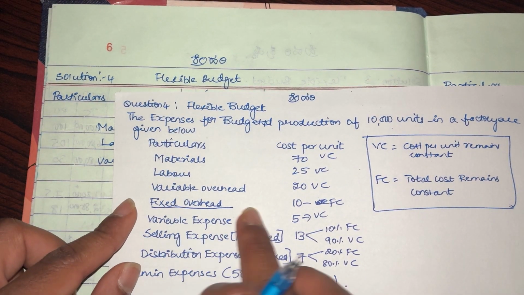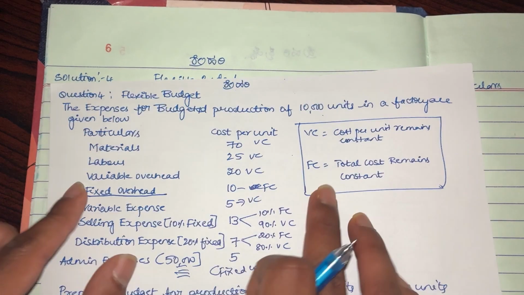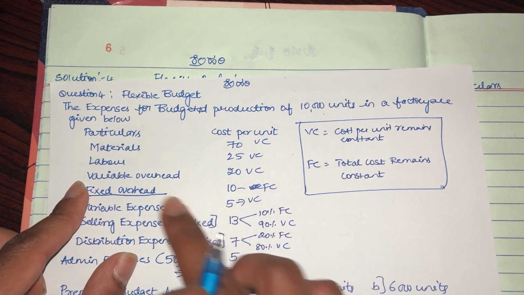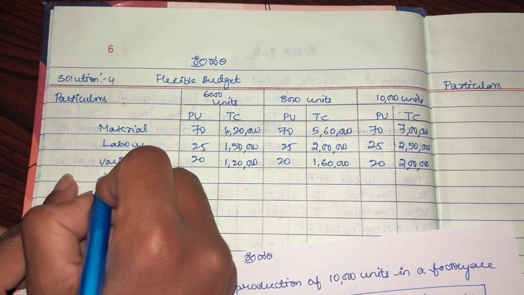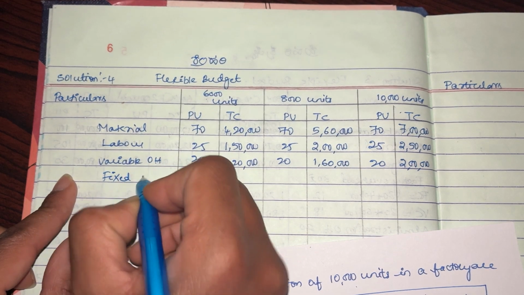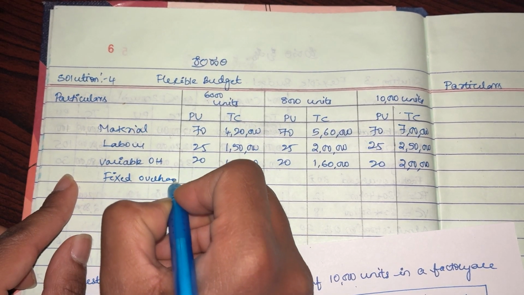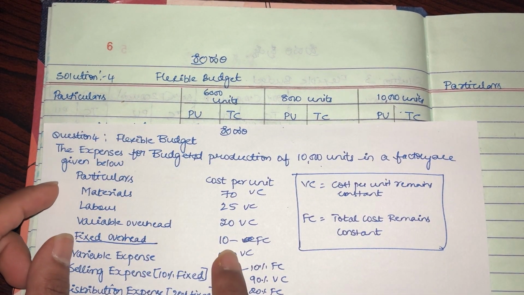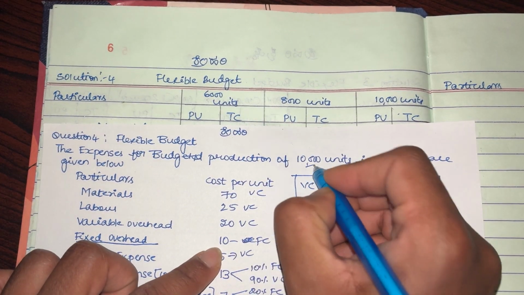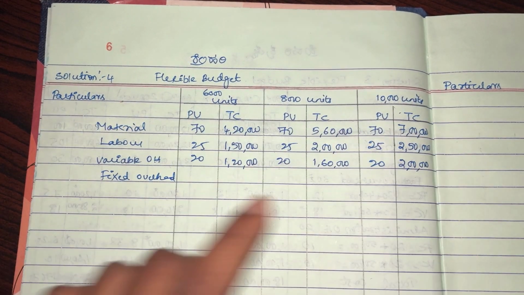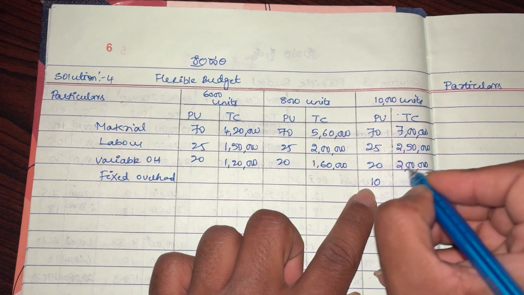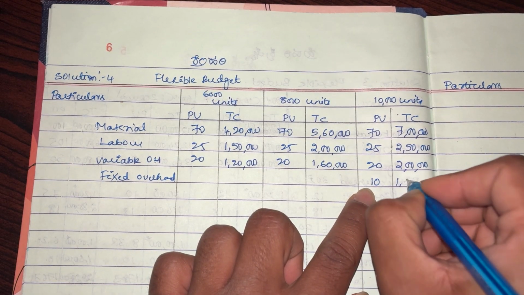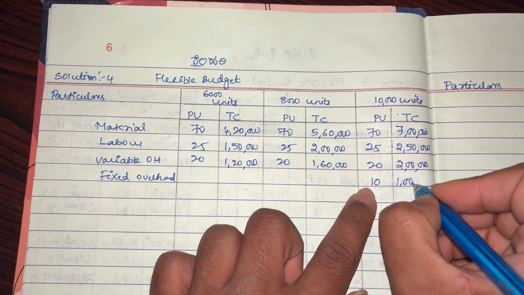Then next comes your fixed overhead 10 rupees, which is fixed. What remains here? Total cost remains constant. So I will write fixed overhead. What is constant here? 10 rupees. This 10 rupees is for which unit? 10,000 units. Keep this in mind. So 10 into 10,000 will become 1 lakh, right?